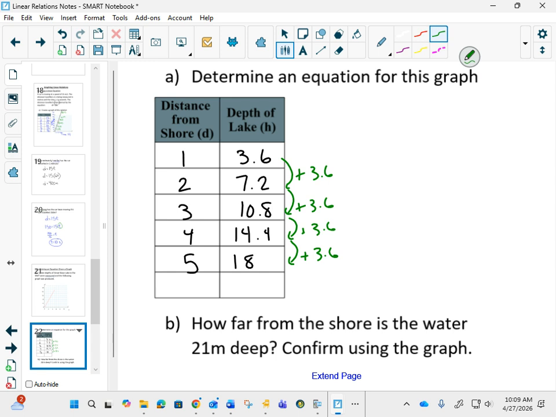Once you have this though, whatever your amount is, that becomes, they use depth as H. 3.6 times, and they use D for distance.